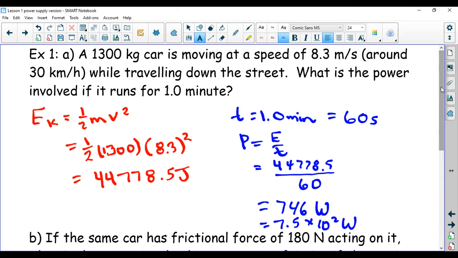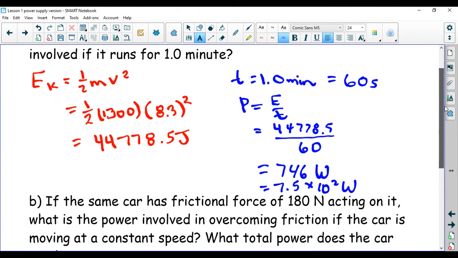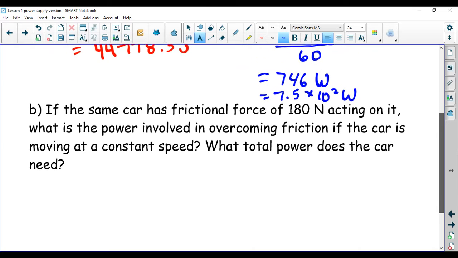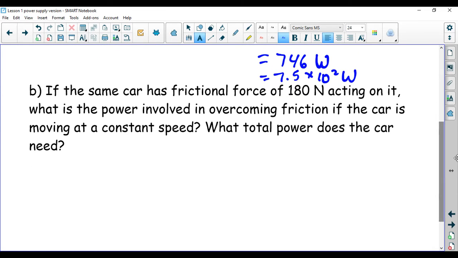Now, to do part B, it tells me that the same car has a frictional force of 180 newtons acting on it. Of course, I would have had to put power from the engine, not only to moving me down the street, that 746 watts that we found in part A is still happening, but I also have to overcome that friction. That took power. So to find the total power the car needed, I need to find that power as well. But in this case, they've given me a force.